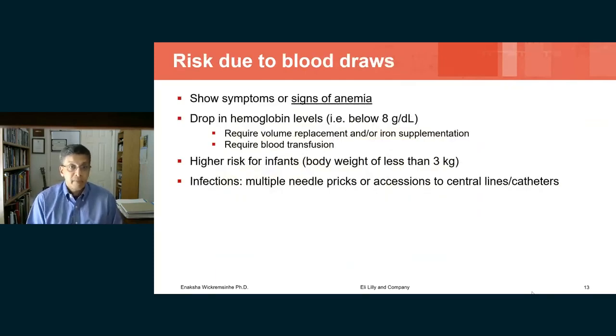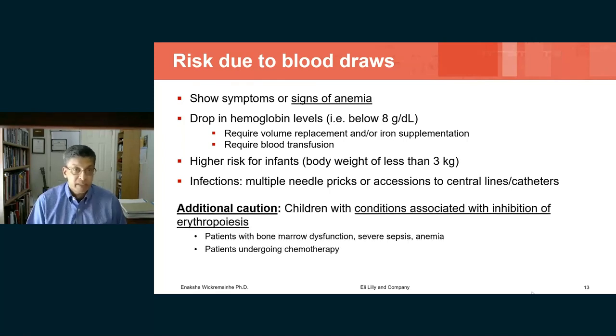I mean, these kids can have symptoms of anemia. Their hemoglobin levels can drop and would require additional volume replacement or iron supplementation, or maybe even blood transfusions, right, for really sick patients. It can be a very high risk for infants, right, the very smaller babies. And also multiple needle sticks or even access to central lines or catheters can cause infections, right? There's a risk of infection.